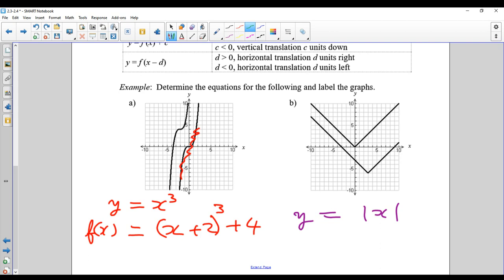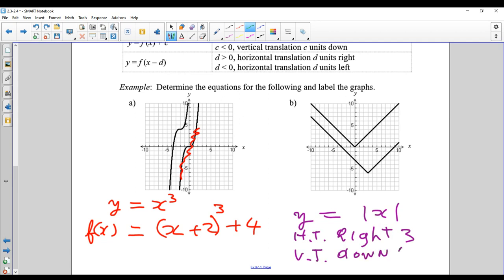Anybody? Yes, Manuel. Okay, 3 to the right and 6 down. I agree. You're right. In fact, let's write that down. So 3 to the right means HT right by 3. And then VT down 6.